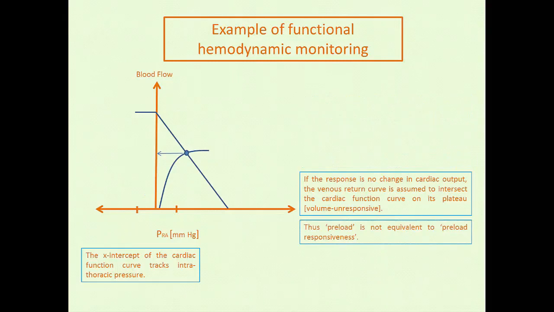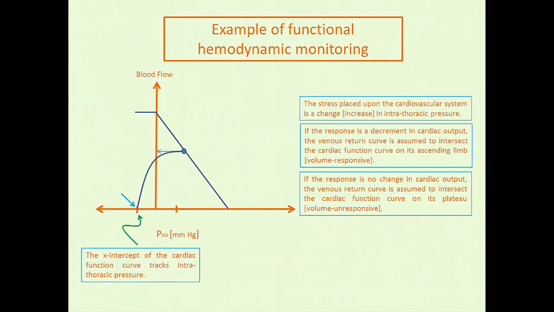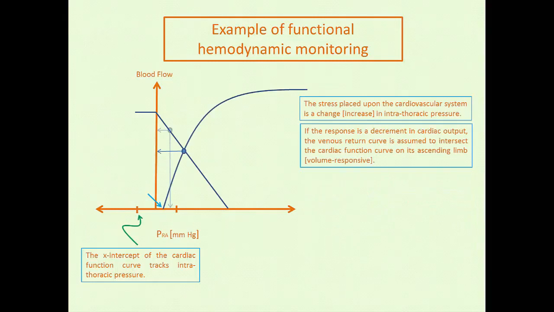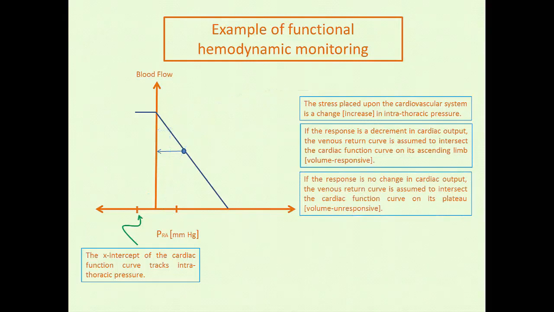Okay, so you can see here that this idea of preload is not necessarily equivalent to preload responsiveness. These patients have different preloads. Certainly the initial patient had a lower preload than the second patient, but the fact that in response to a cardiovascular stress, there was no change in the forward flow, this patient is not preload responsive. This patient is volume unresponsive.